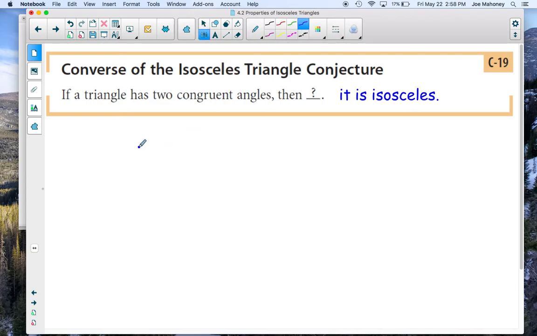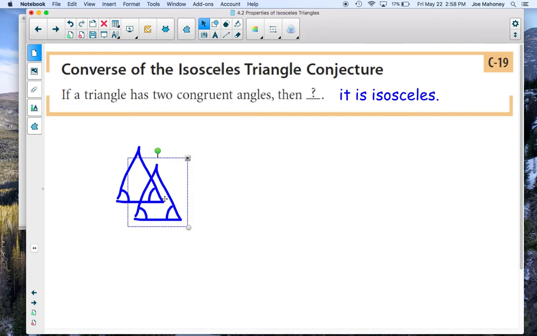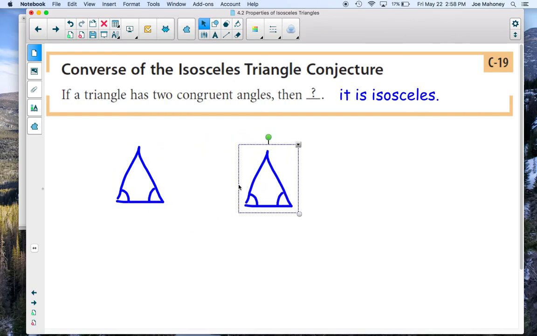So we'll get drawing that fancy picture again for us. Check it out. Now I'm going to draw a triangle, part of my ugly triangle there, and I'm going to draw it with two congruent angles. Okay, now be smart, Mr. Mahoney. Here we go. Let's do this. Let's clone that baby. Bam, there we go. I'm going to scoot that over there.